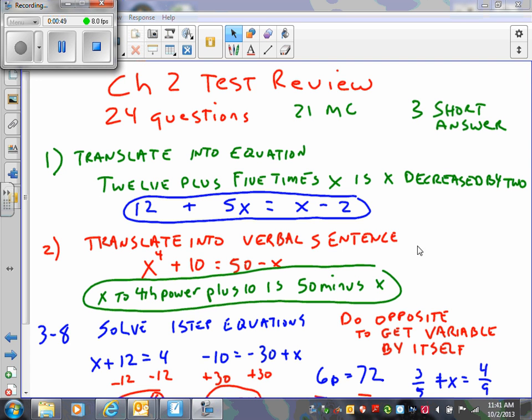Number 2 asks you to translate the equation into a verbal sentence, and it's multiple choice, so you'll be able to pick the right ones. This is x to the 4th power plus 10 is 50 minus x. Now, if you have anything 4 or bigger, you have to put power. If you have a 2, you could put squared. You can still put to the 2nd power. If you have a 3, you could put cubed, or you could put to the 3rd power.